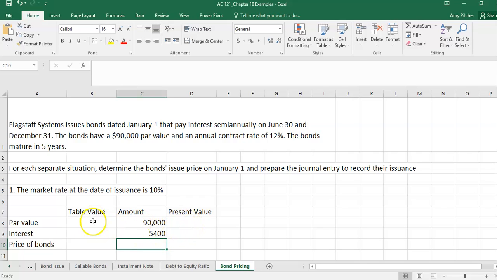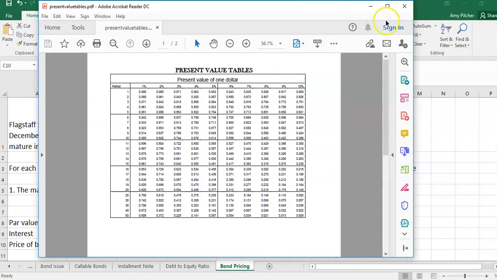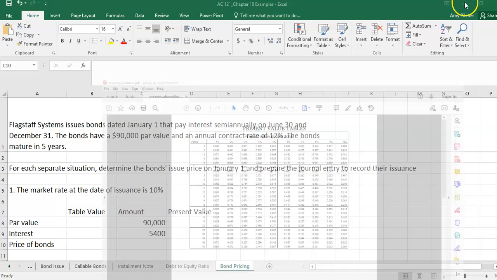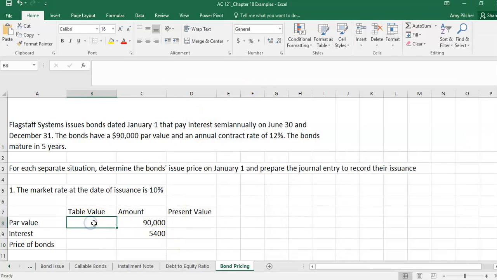Now we're going to find the table value on the present value tables in order to calculate the present value of the bond to determine how much our premium is. When we're looking at the present value tables, this is a 5-year bond, and first we look at the present value of $1. So the present value of $1, 5 years, 10%, is 0.621. So we're going to use 0.621 as the table value.